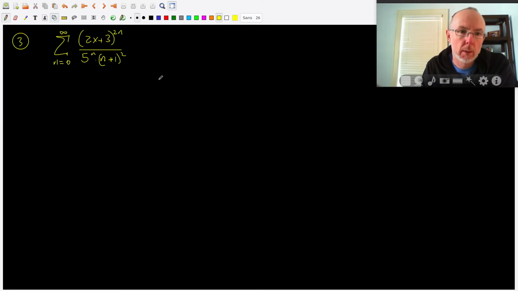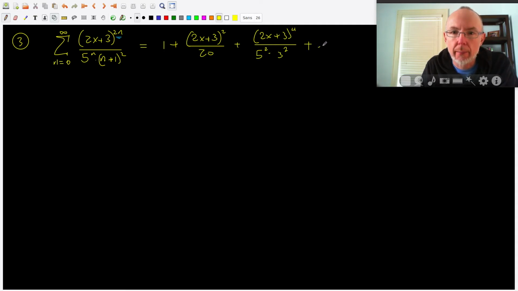Let's do one more. This one's a bit more complicated looking, and again we can start writing out the terms. Notice the power up here is always even. 2n is going to give you an even number every time. So when n is equal to 0, that produces something to the 0, which is 1. So the first term is indeed 1. The next one is going to be 2x plus 3 to the power of 2, divided by, with n as 1, 4 times 5, which is 20. And the next one is going to be 2x plus 3 to the power of 4, all divided by 5 squared times 3 squared. And then the next term and so on.